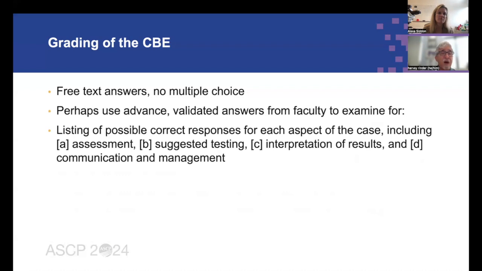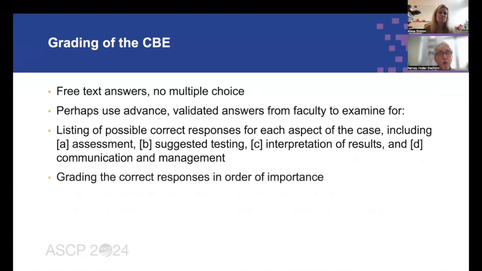A listing of possible correct responses for each aspect, including assessment, suggested testing, interpretation of the results, and communication and management. And as you can see, this brings in multiple of the competencies as discussed by Dr. Sidden. We want to grade the correct responses in order of importance for patient care.